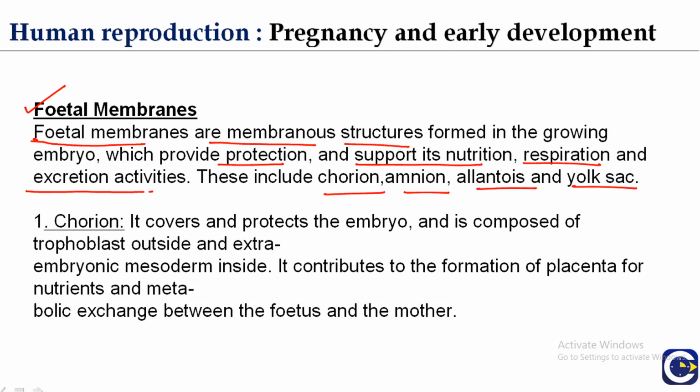So first of all, chorion. It covers and protects the embryo and is composed of trophoblast outside and extraembryonic mesoderm inside. Further, after the development of the embryo, there is the development of the mesoderm and the ectoderm. So chorion contributes to the formation of the placenta for nutrients and metabolic exchange between the fetus and the mother.